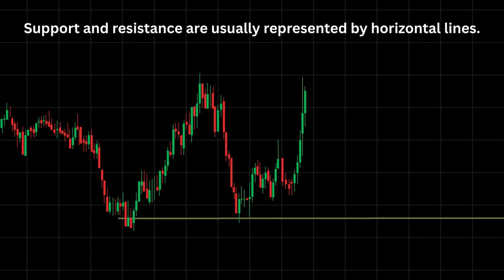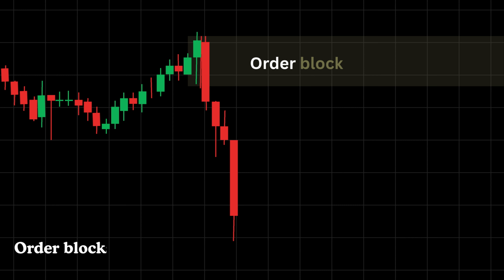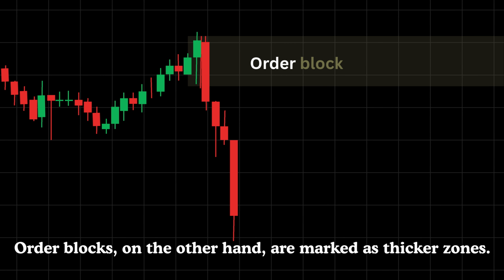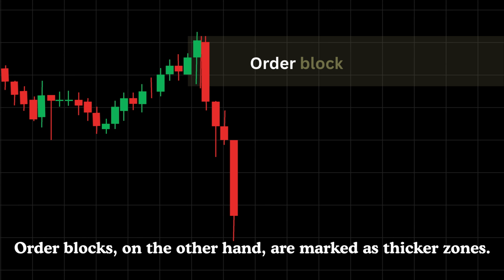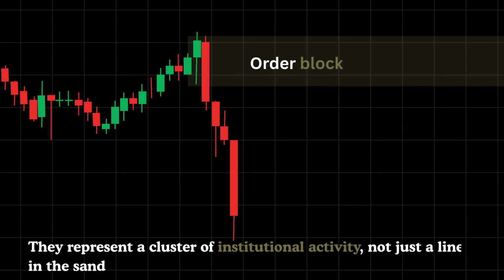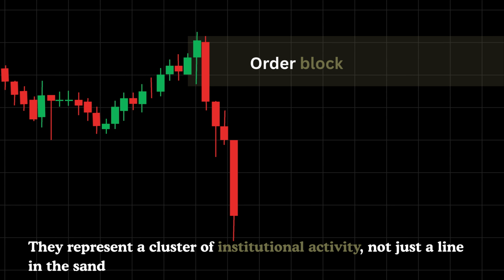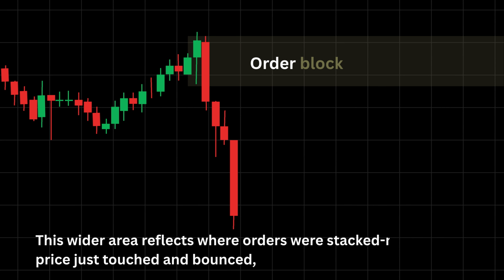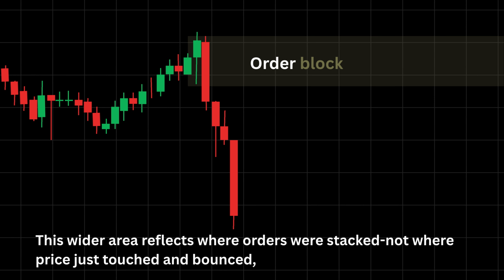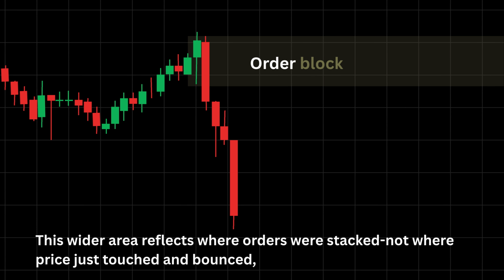Support and resistance are most often drawn as horizontal lines. At times, traders might extend them into slim zones, but they still remain relatively narrow. Order blocks, in contrast, are illustrated as broader areas. They indicate clusters of institutional involvement, not merely a simple touchpoint. This larger zone reveals where significant orders were concentrated, rather than a place where price just reacted and moved away.